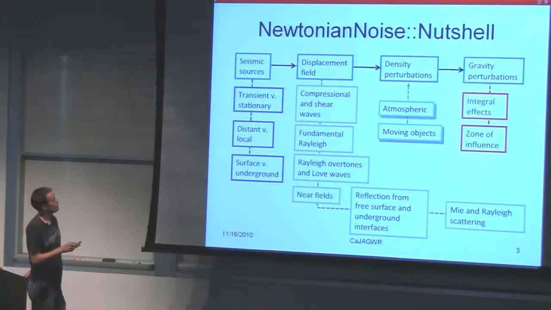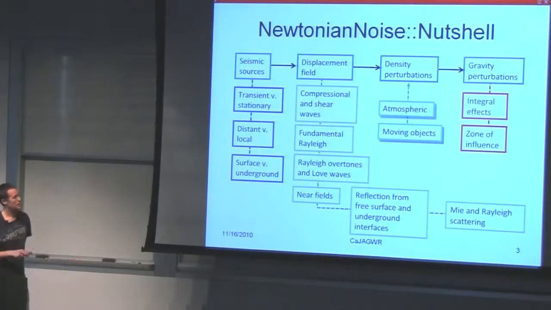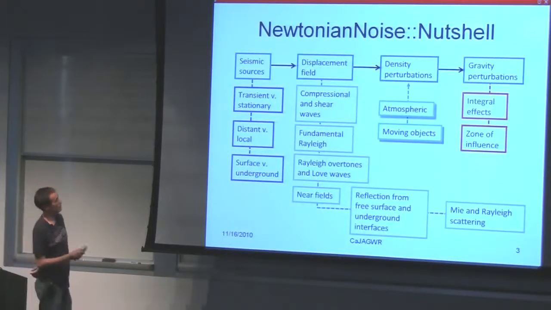Yeah. So the most important one is the seismic field, and then we also have to take into account that there will be density perturbations in the atmosphere, and also any moving object in the vicinity of a test mass can cause a density perturbation.